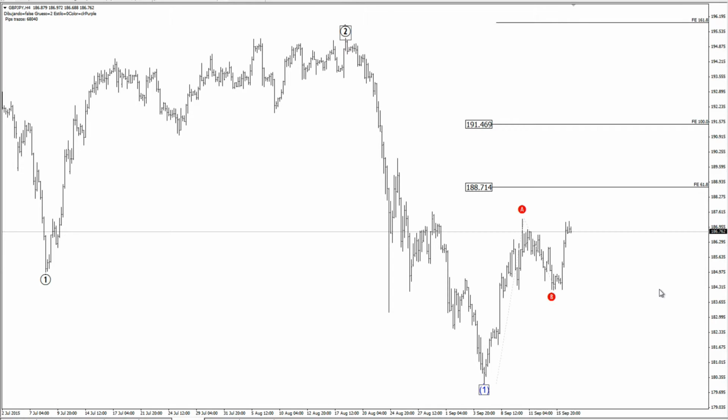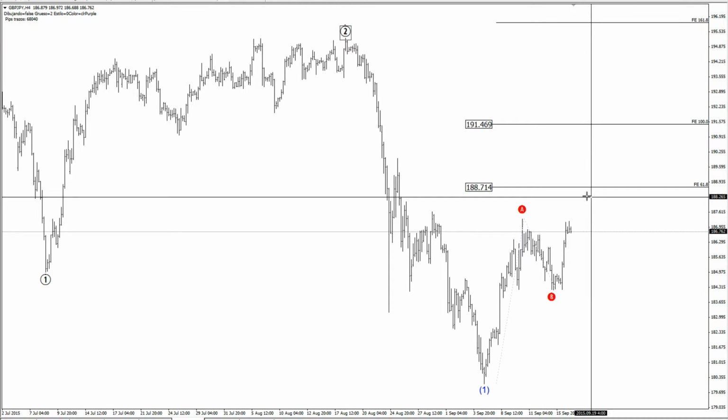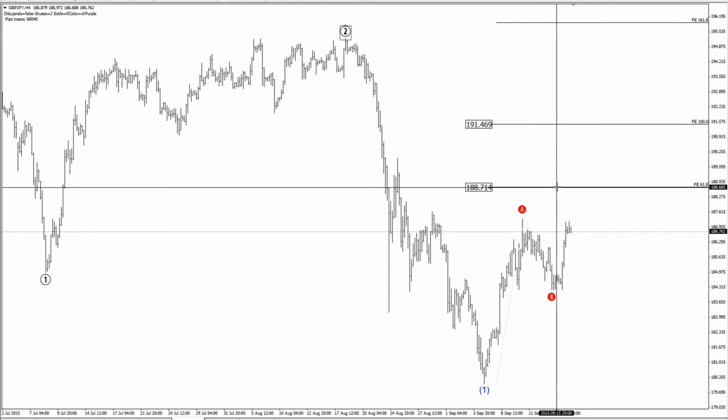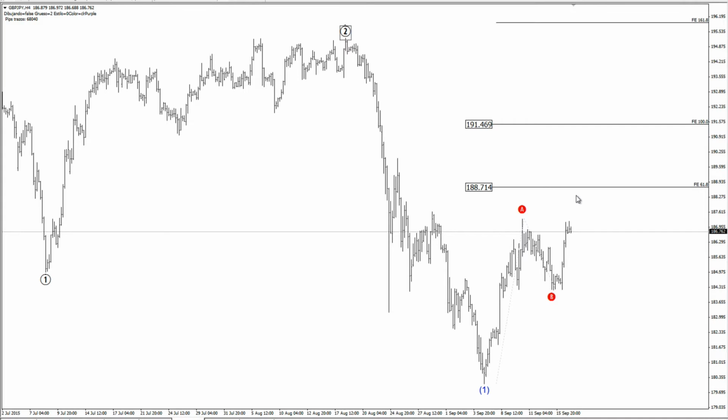And similar situation here as in Pound Dollar. So I have labeled on the chart the Fibonacci expansion levels. I'm expecting this to move at least to the 61.8% Fibonacci level, which is at 188.71.